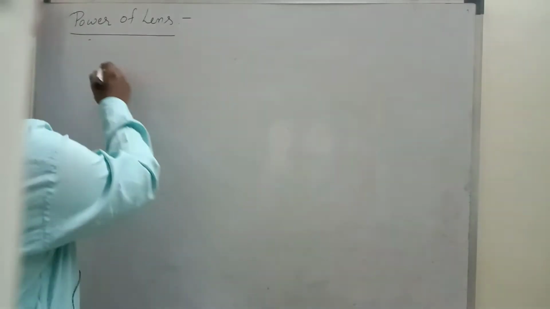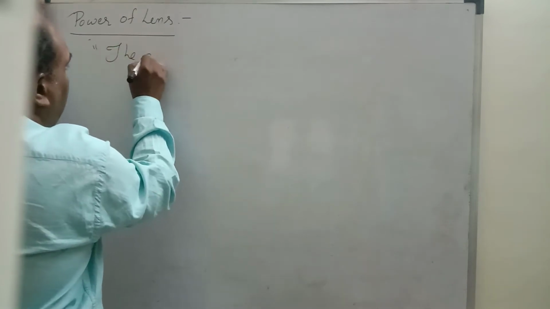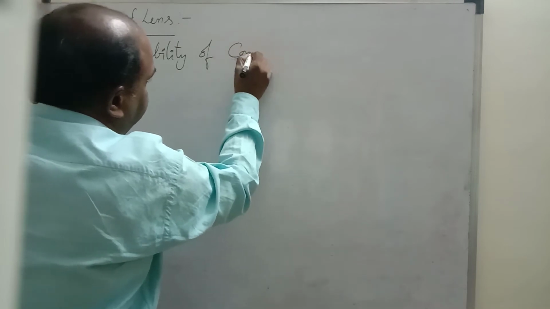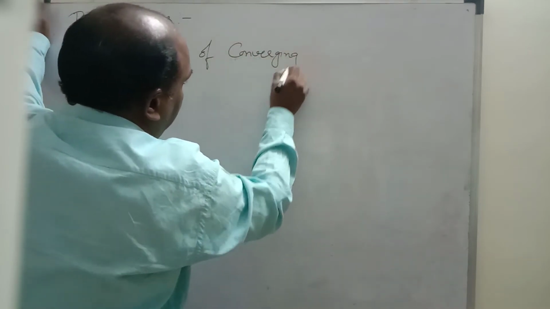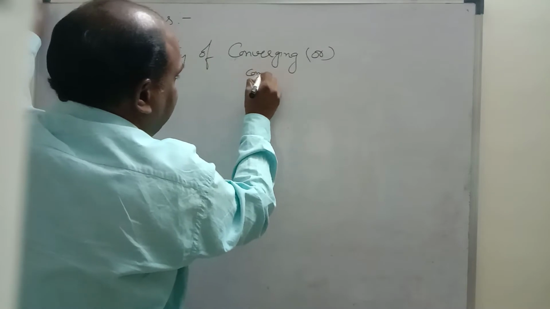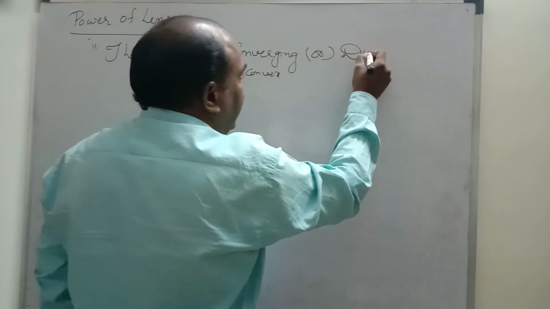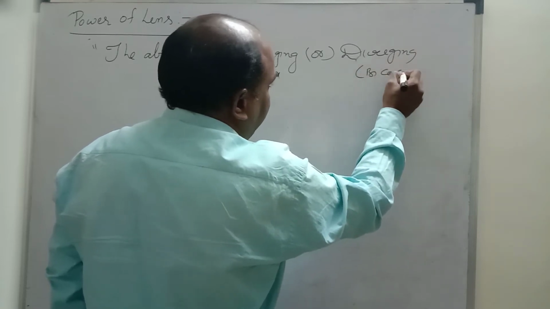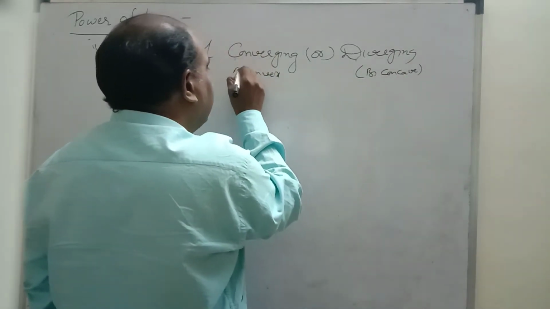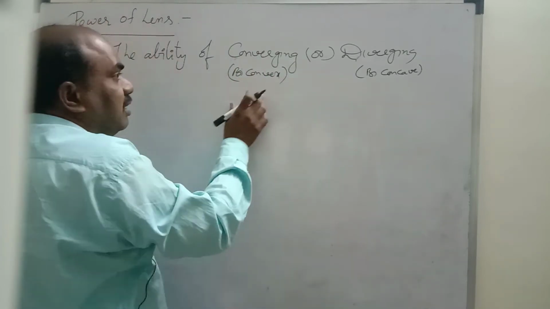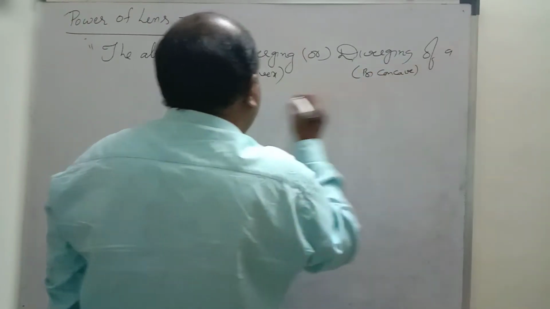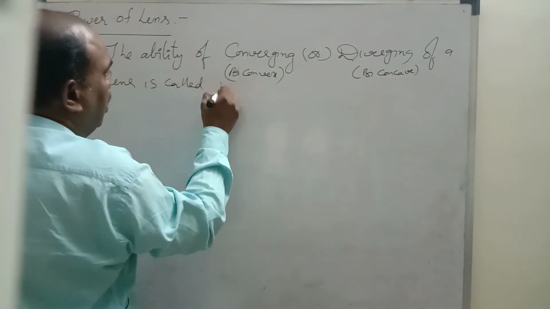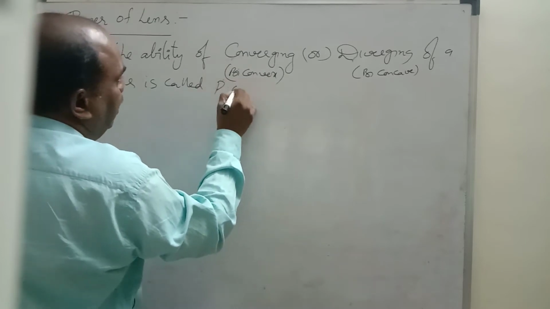The definition says power of lens means the ability of converging, or diverging. Who will converge? Convex lens. Who will diverge? Biconcave lens. Biconvex lens converges. The ability of converging or diverging of a lens is called the power of lens.